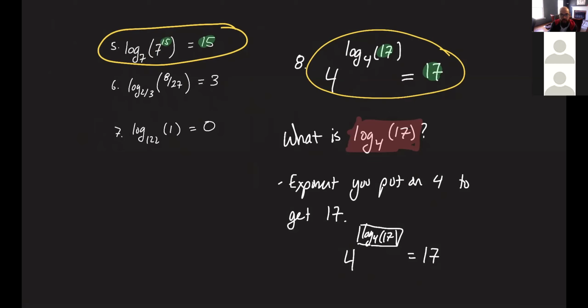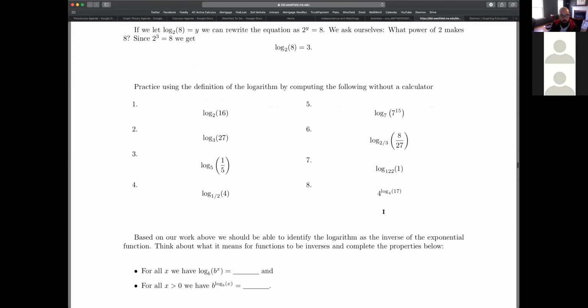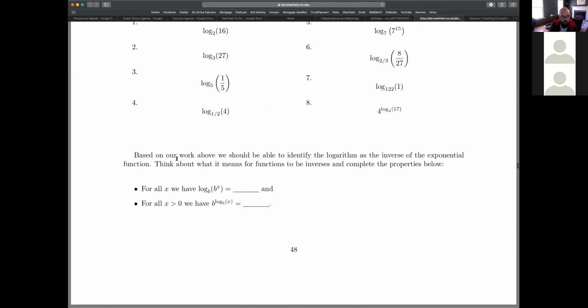Going back again to our notes, when we come down here to the bottom, what does it mean for functions to be inverses? And we want to know this property. If we have log base b of b to the x, what is the answer to that question?